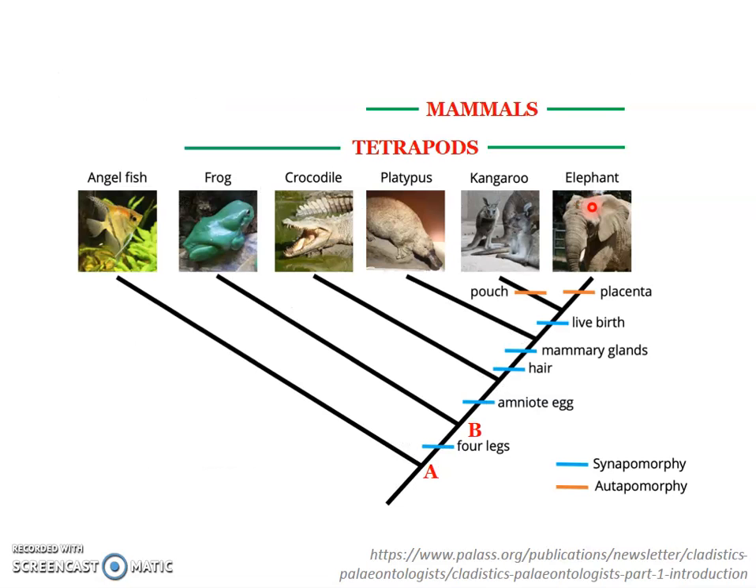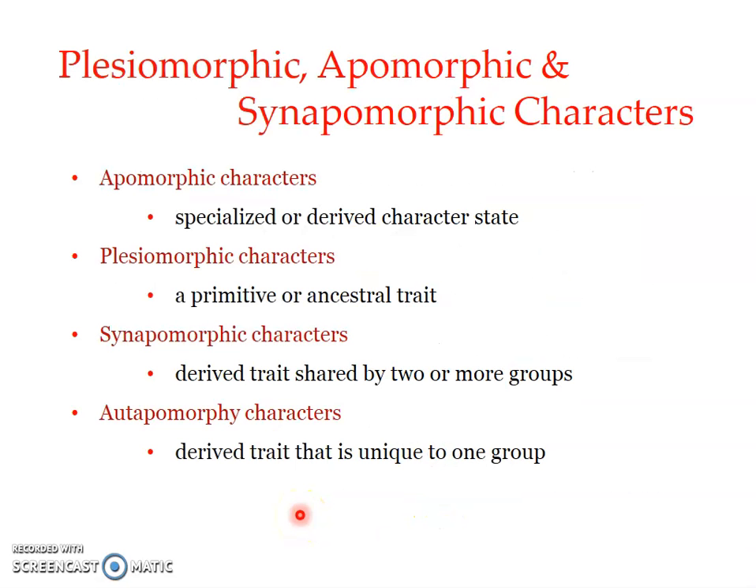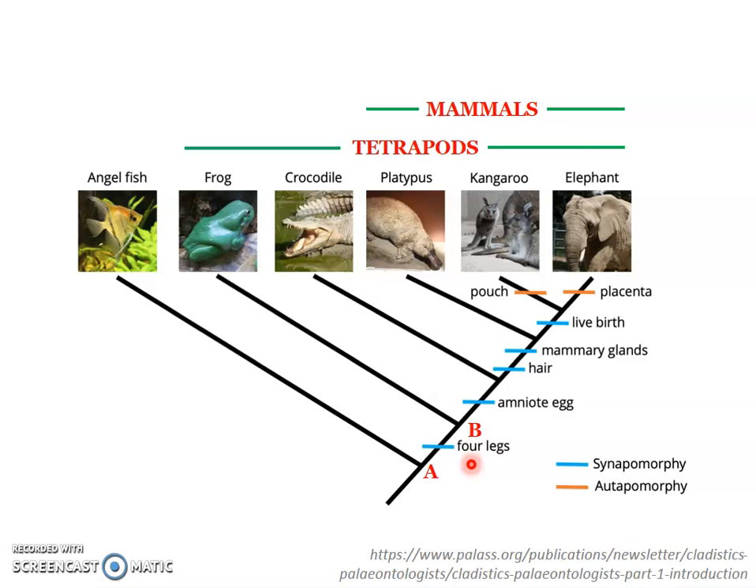Fine. So here you can see a few more examples. Now, two more concepts we have to check: synapomorphy and autapomorphy. The apomorphic characters can further be divided into synapomorphic and autapomorphic characters. Synapomorphic characters are derived characters shared by two or more groups, while autapomorphic characters are derived traits that are unique to one group.